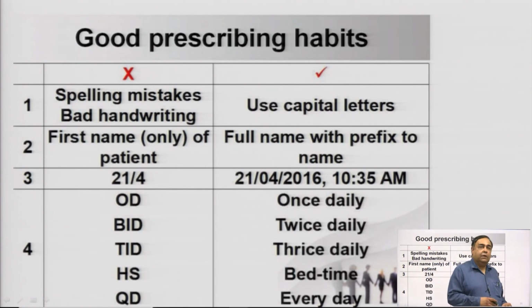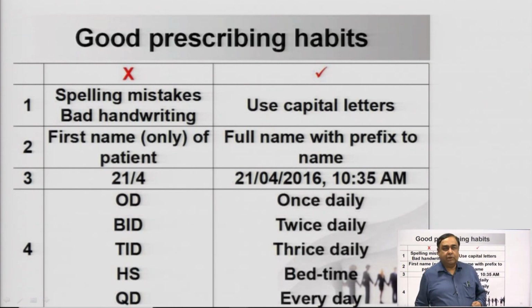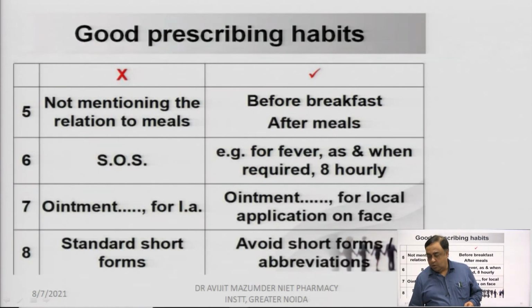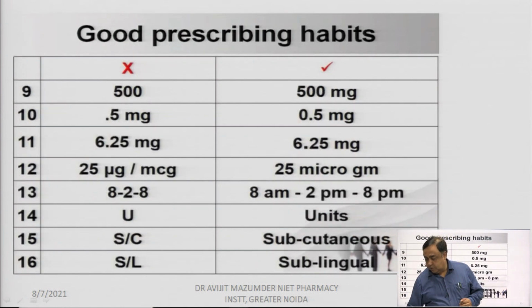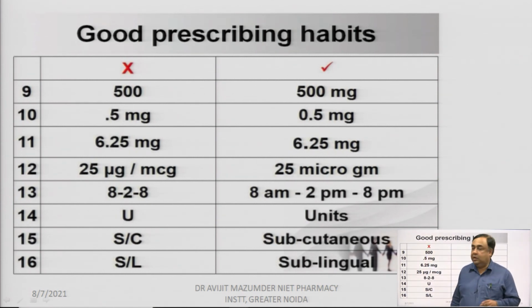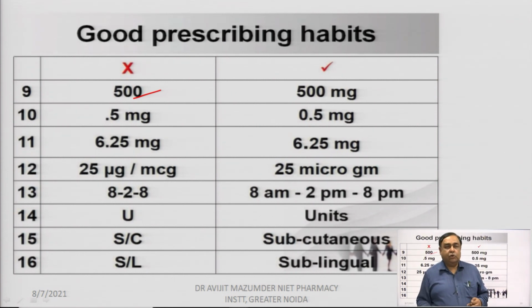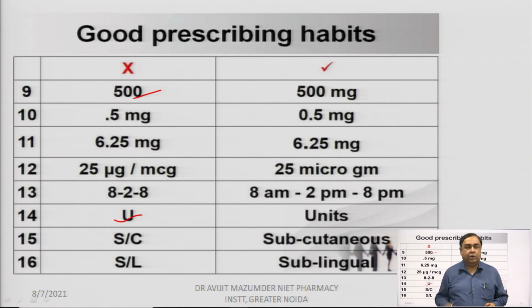Now the following slides will have some good prescription habits. The handwriting should be good. They should not use abbreviations which are not standardized. They should make the lines very clear. These are some of the good prescription habits. For example, they should mention the units very clearly and not write like 500 what they have mentioned here. They should not use non-standardized ones like U. They should mention the entire word unit.